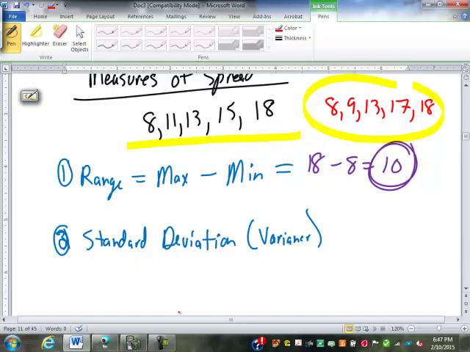Standard deviation is a 6-step process. I am not even going to write down the formula for the standard deviation because it's ugly and scary and, oh, I don't want to do that to you. We'll just go through the steps. Step 1 of finding the standard deviation is to find the mean.